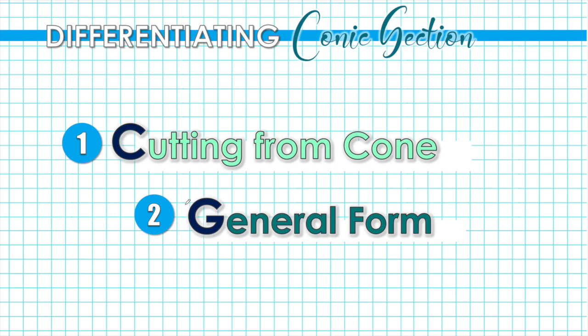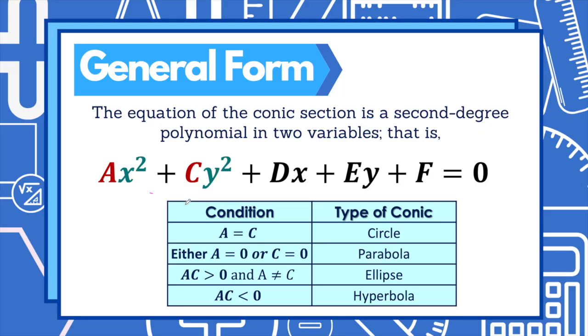Now, another way of differentiating conic sections is by their general form. This is the general form of all of the conic sections. So please take note that their general form is a polynomial with only two variables, x and y, and the degree of this polynomial is 2, meaning the highest exponent in this equation is 2.